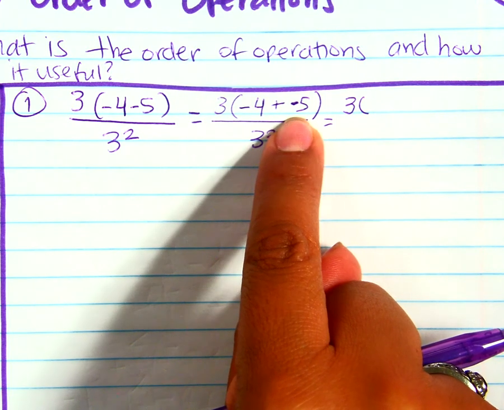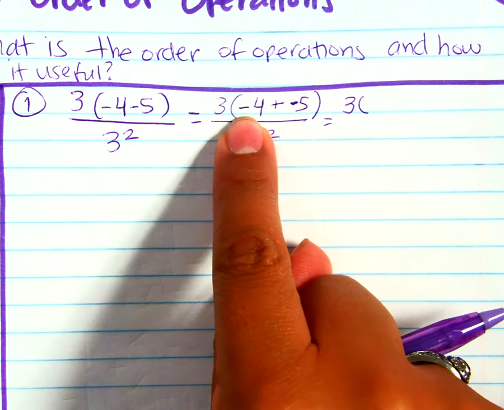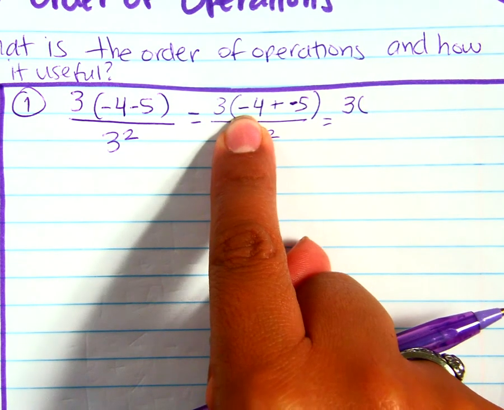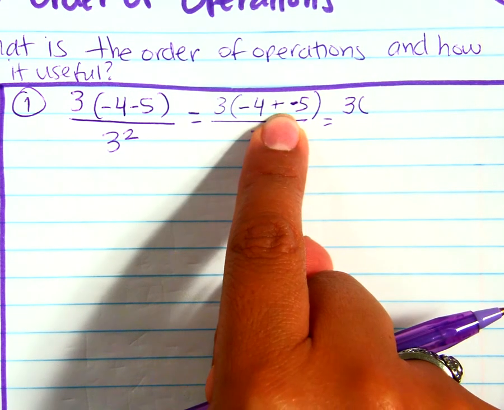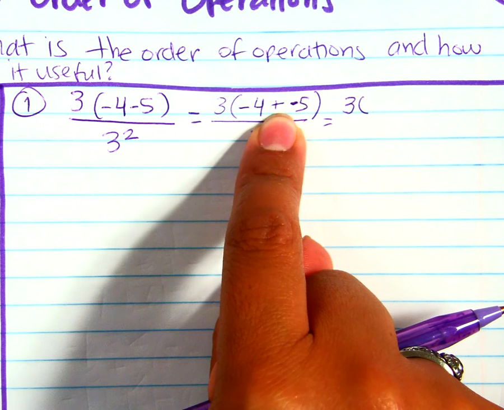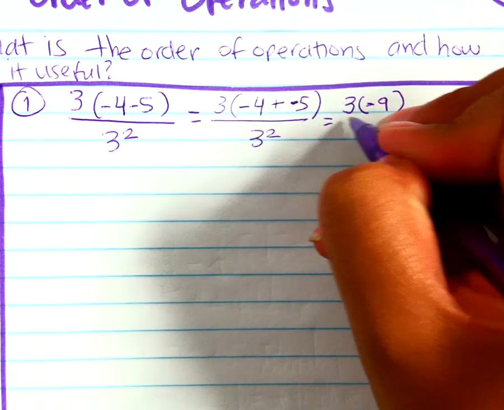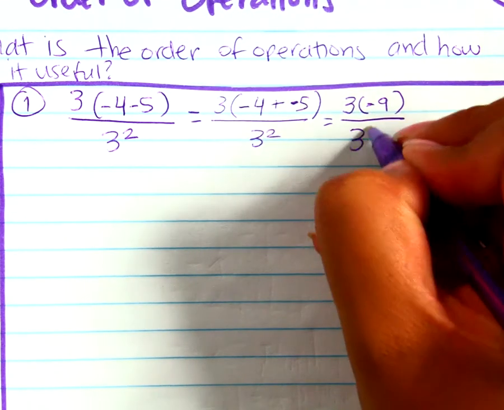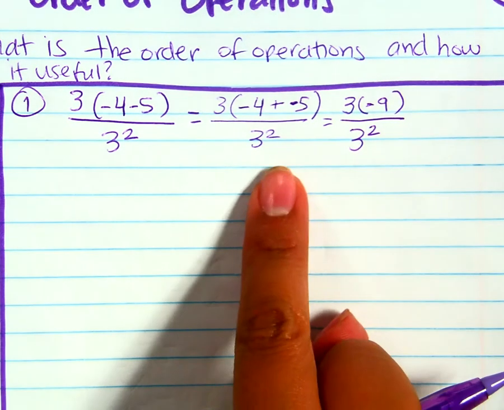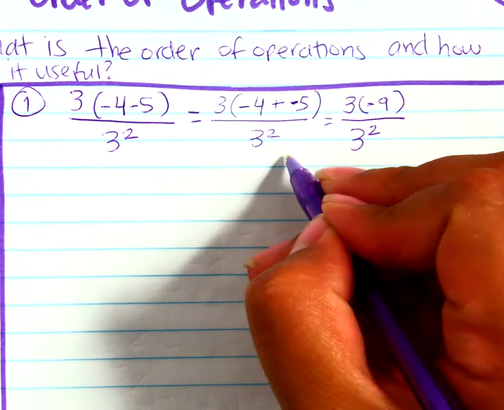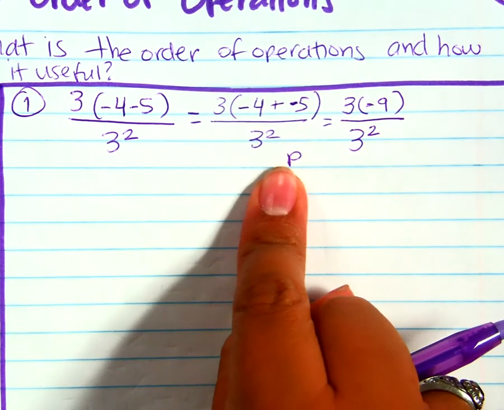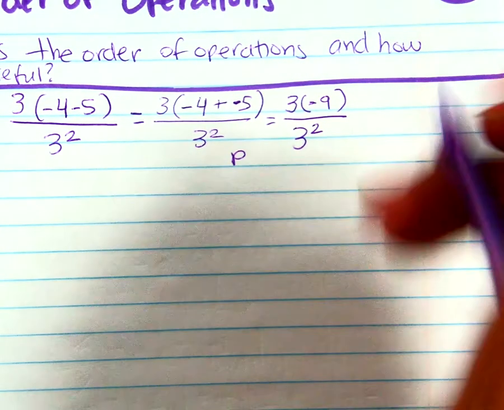So remember, if you go on your number line, look at the number line. If you're at negative 4 and we're going to add a negative, do we go left or right? You go left, right? So that is a negative 9. And it's still over 3 squared. So right now, what step did we do? Parentheses, right? So we just did parentheses.